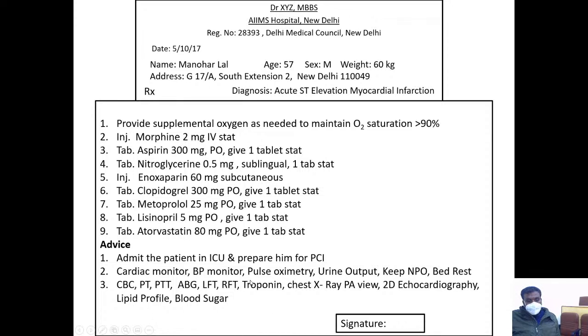Then we have to do other metabolic profiles like RFT, LFT, and other hematological assays like CBC, PT, PTT, ABG, troponin, cardiac markers, chest X-ray, PA view to see the status of the heart, whether it is dilated, though nowadays it is better to do echocardiography to see whether there are any clots and other things. Then lipid profile, then blood sugar. So all these things we have to monitor. So this is the complete prescription for acute ST elevation myocardial infarction.